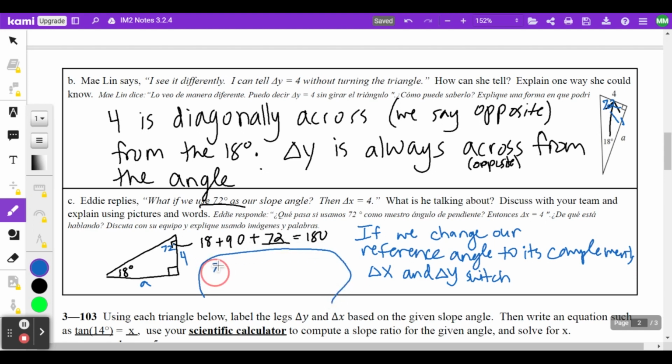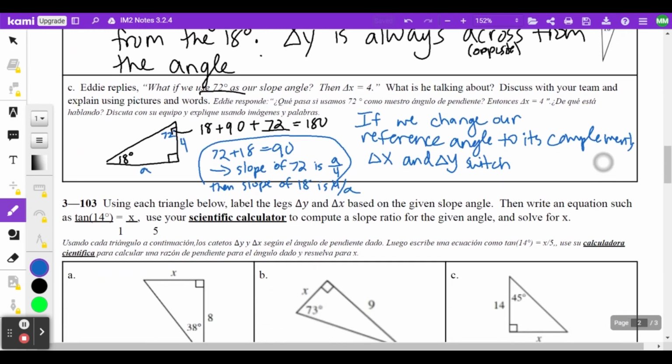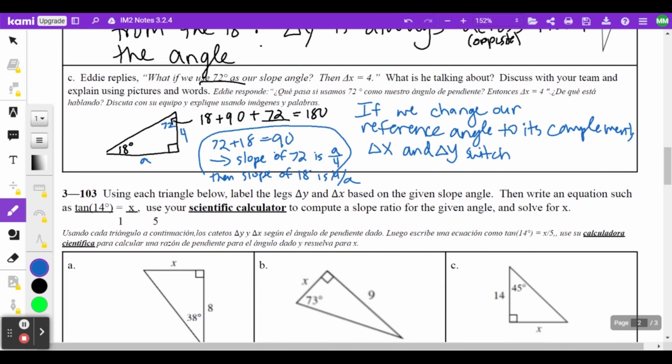Look, 72 plus 18 equals 90 tells you that if the slope for 72 is A over 4, then the slope of 18 is 4 over A. It switches. Those two angles add to 90, and that's because it's just like reorienting a triangle. Complement is when two angles add to 90.